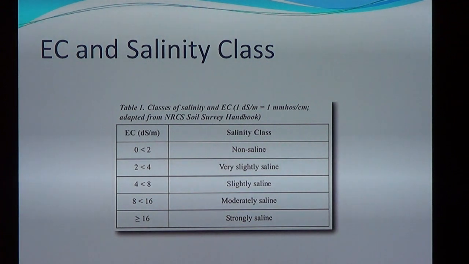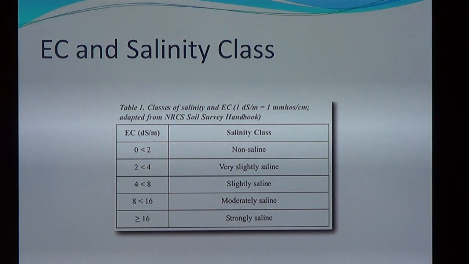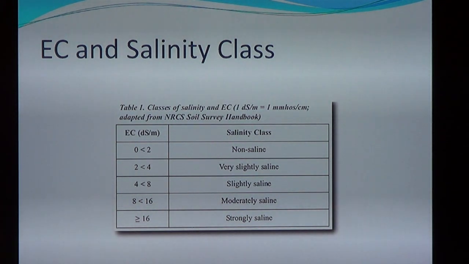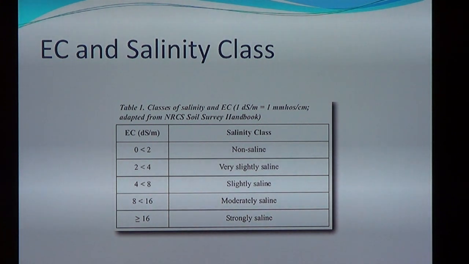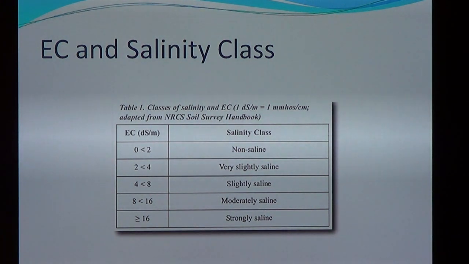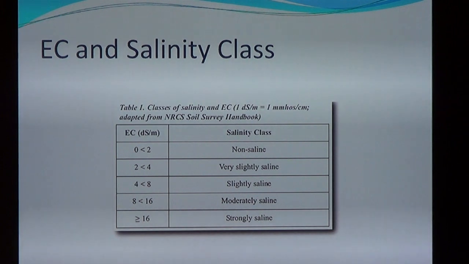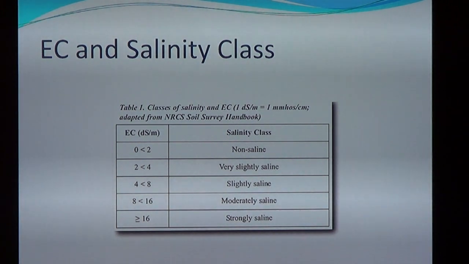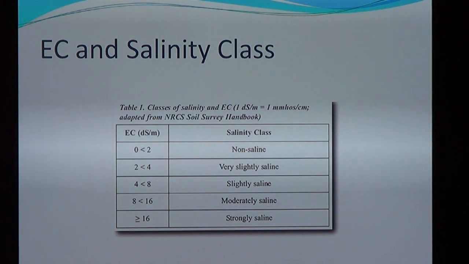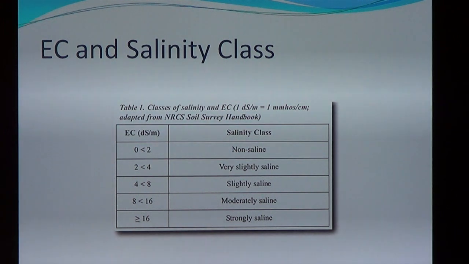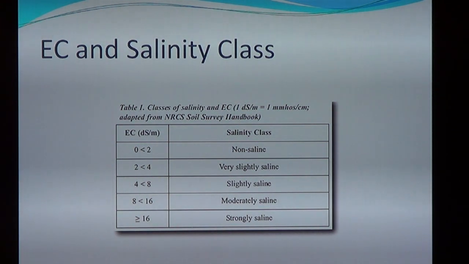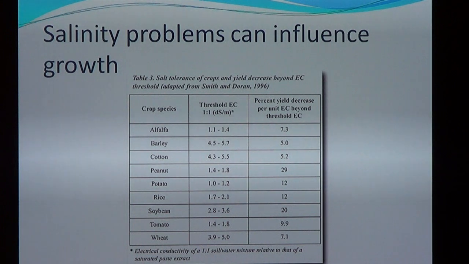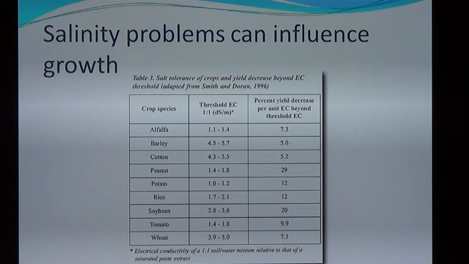So this is what we use out of our soil survey handbook. When you look at our reports, these are the values that compare to the salinity class. So 4 to 8 is slightly saline, probably pretty common around here. Anything over 8 generally starts to really pump up, and you really have to start managing it. It can influence growth.